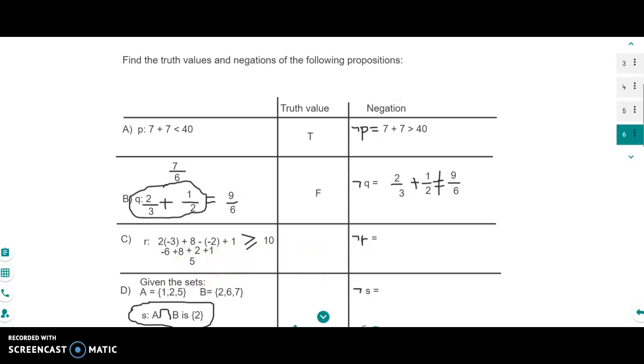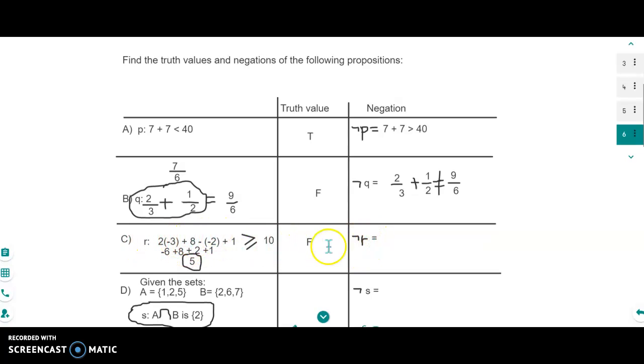Now let's check if 5 is greater or equal to 10. Is that true? No, it's false, because 5 is less than 10, all right? So the truth value for this sentence is false, all right? Now we already have the truth value, and the denial of R, the proposition R, will be just the opposite.